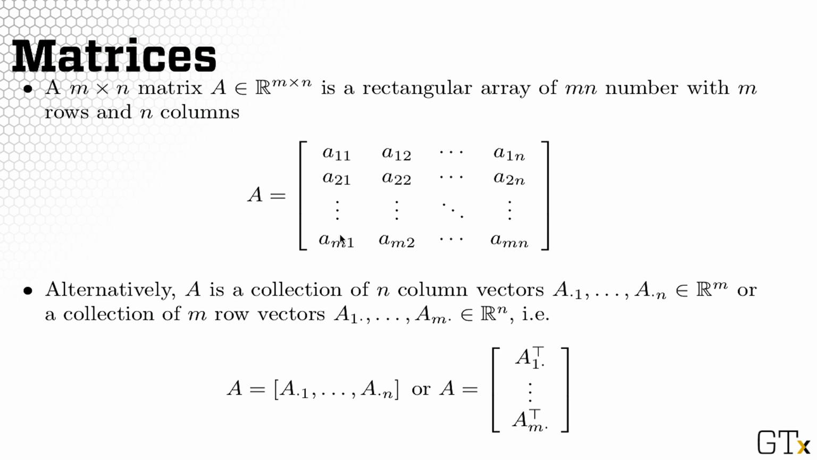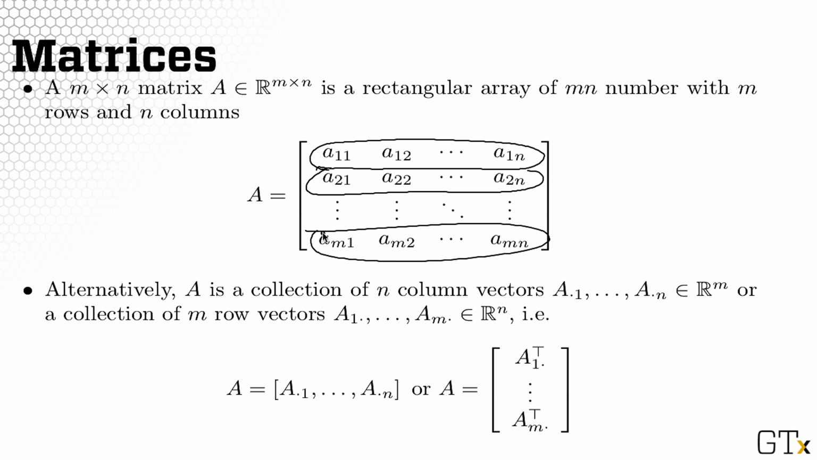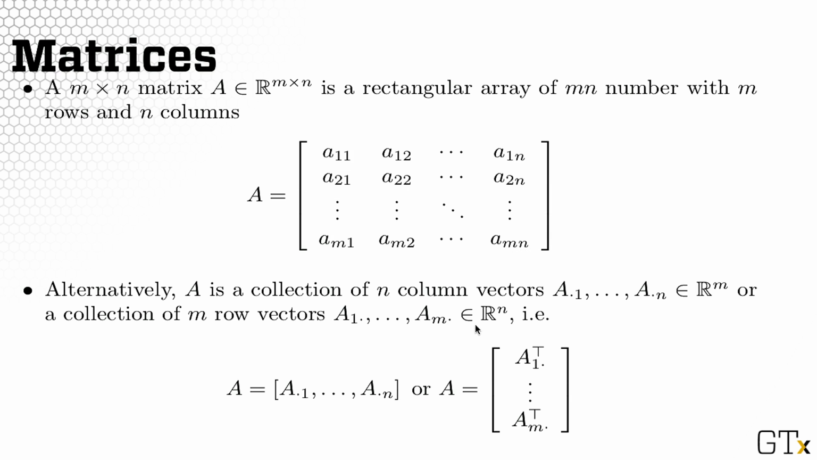Or we could think of it as a collection of m row vectors, right? So here is a row vector 1, here's a second row vector, and then there are m of them, right? So that's another way to think about a matrix. I take all the vectors that define the rows of my matrix and just stack them on top of each other. And each of these row vectors are n-dimensional.